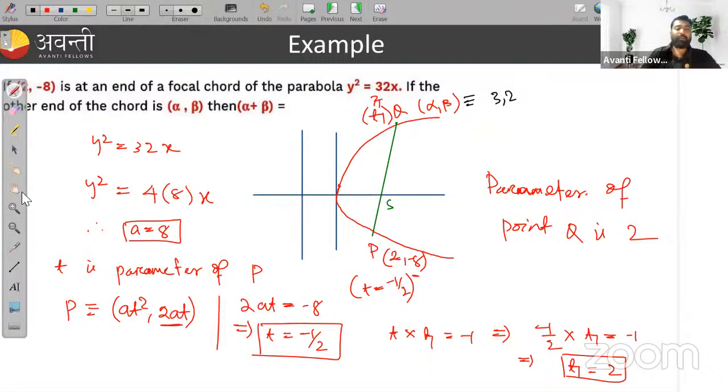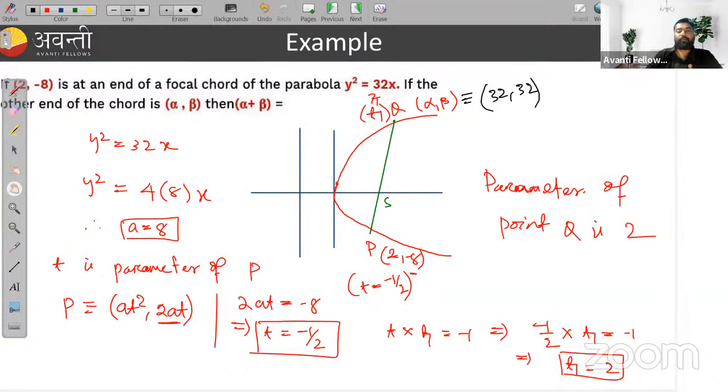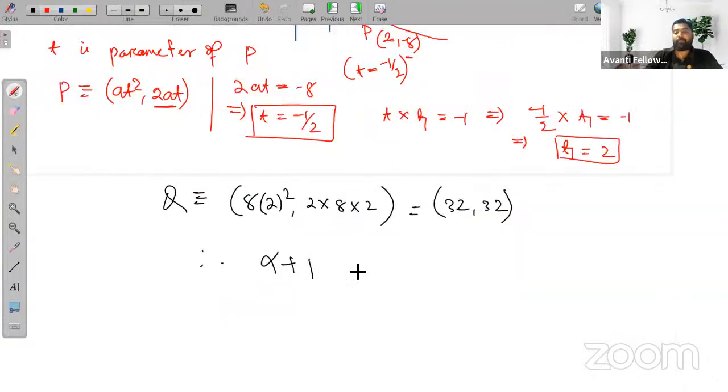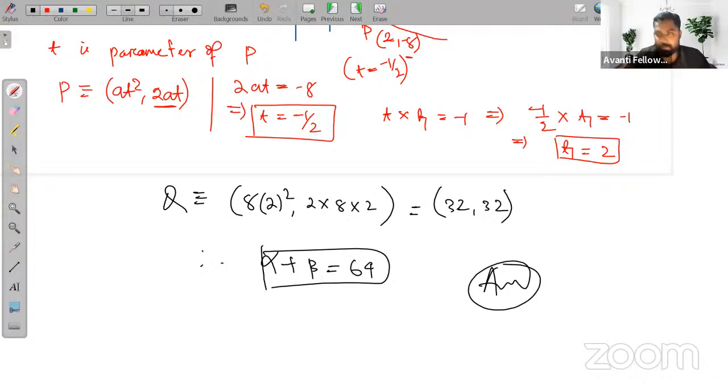Now tell me, if alpha beta you are getting 32, then alpha plus beta will be 64. So 64 is the correct answer. Is that clear to everyone, guys? Is it clear to everyone? 64 is the correct answer. Clear, guys? Shall we move?